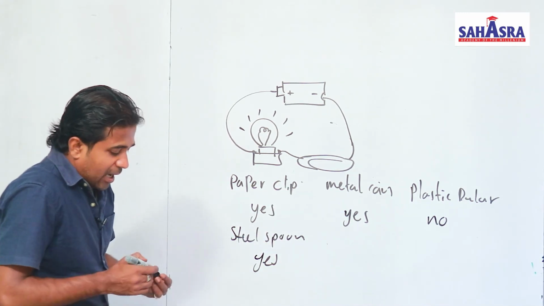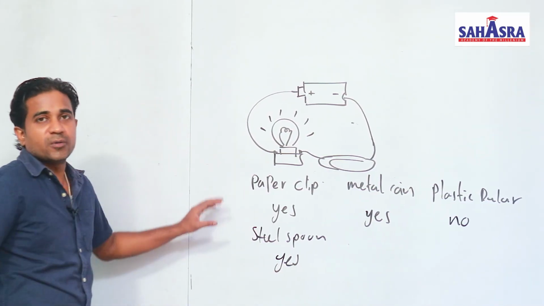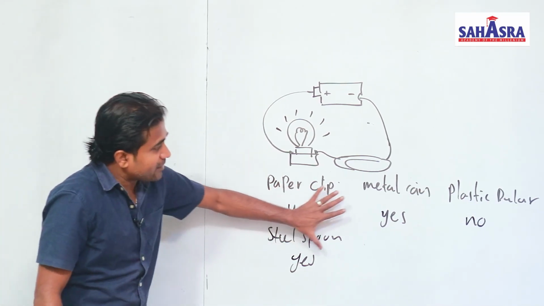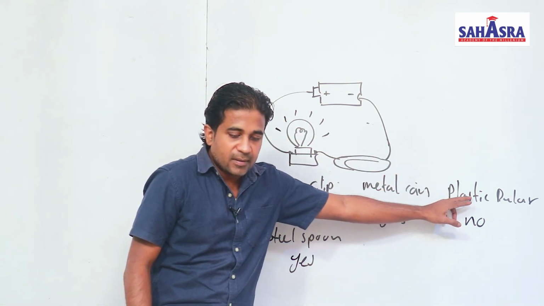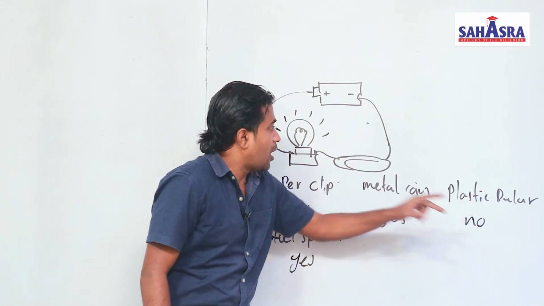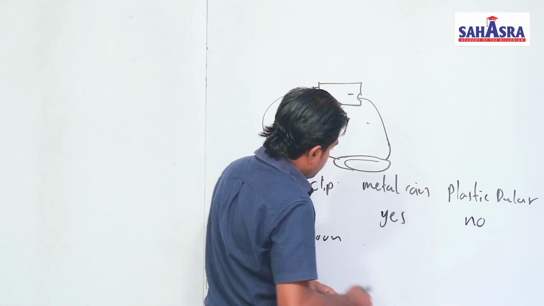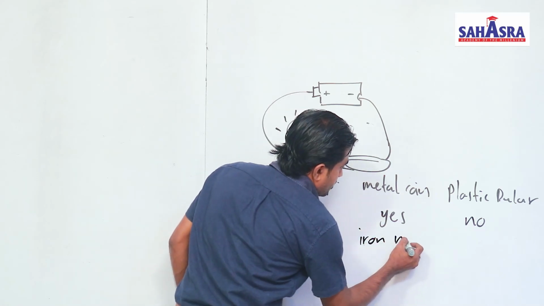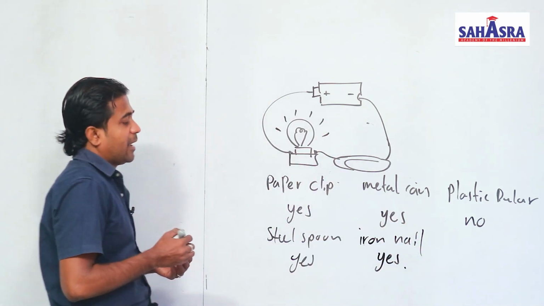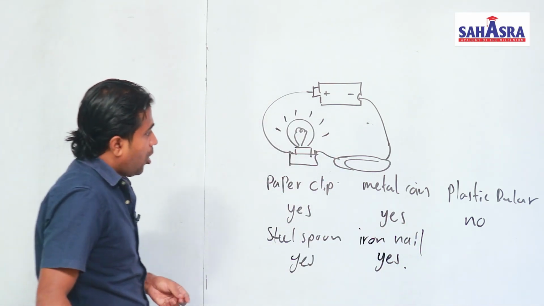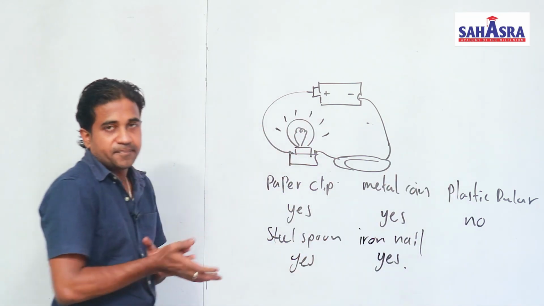If you observe very carefully, the paperclip, metal coin, steel spoon, all these items pass the current. I forgot the iron nail here. There is an iron nail also. Iron nail, yes, it is also passing the current. Then all these 4 objects pass the current. The plastic ruler did not.